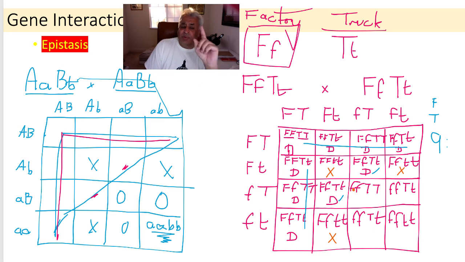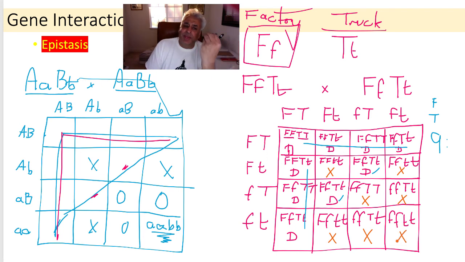Here, the factory's not working, but the trucks are working. But what are the trucks going to deliver if the factory produces nothing? So we get no delivery. Here, there's no factory, and there's one truck. Again, there's nothing for the truck to deliver. We get no delivery. Factory's not working, trucks are not working, nothing for it to deliver.